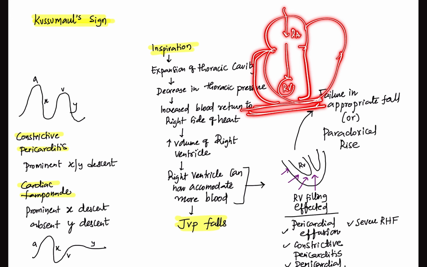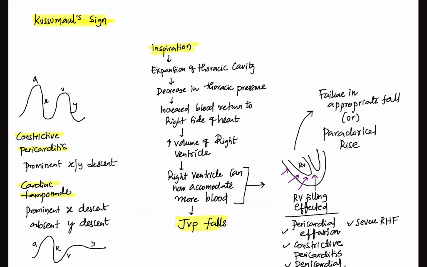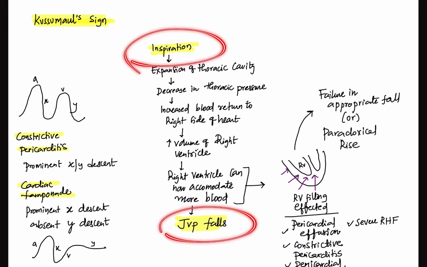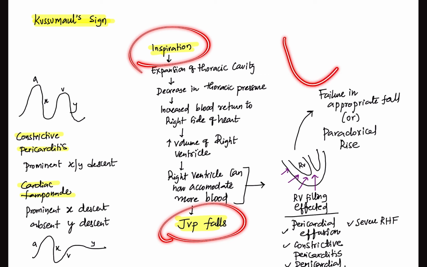So that the right ventricle can accommodate more and more blood, more blood from the right atrium goes into the right ventricle, and the right atrium is now a little empty. So during inspiration, the JVP falls. As right ventricle volume increases, more blood goes into it, the right atrium becomes empty, and whenever right atrial distension is low, JVP is low. So during inspiration, JVP falls. This is a normal phenomenon. During inspiration, JVP falls.